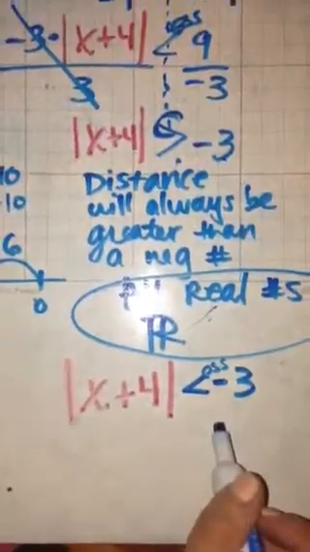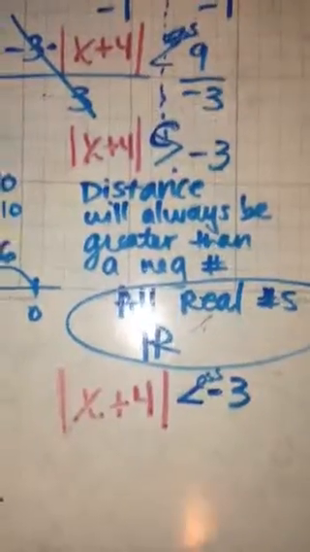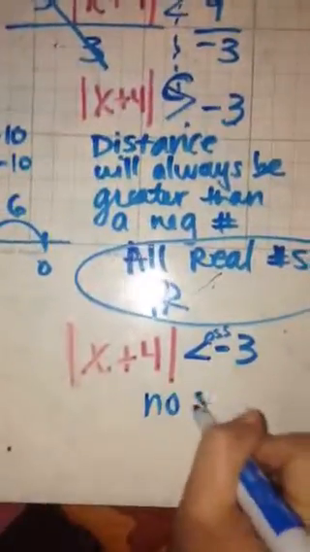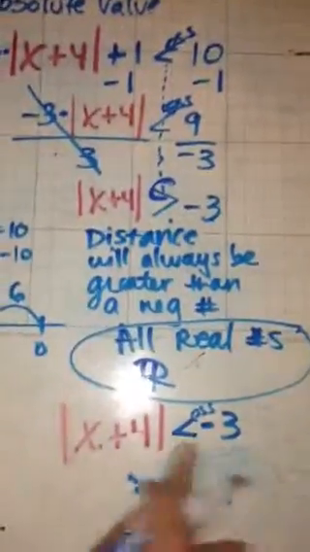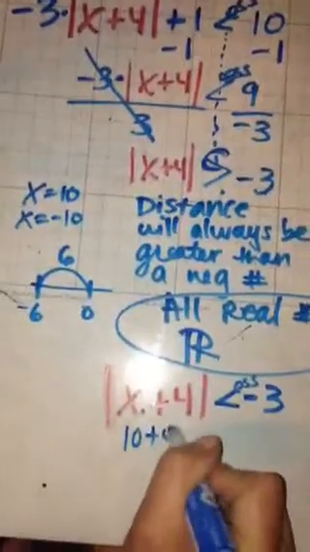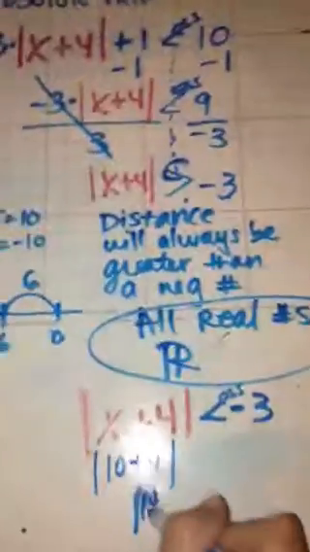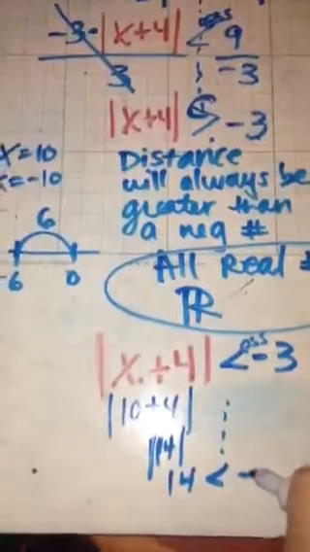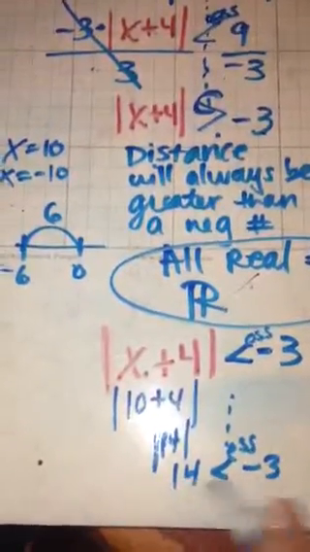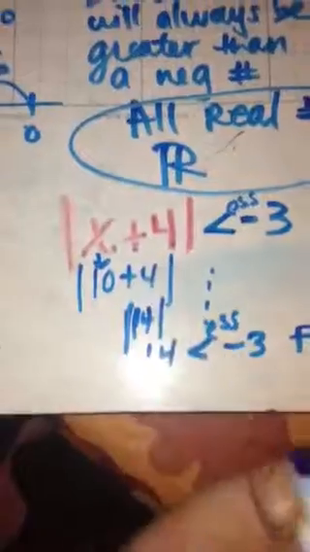That would be saying that the distance could be negative 4 or negative 5, but that's impossible. You cannot have a negative distance. So here, this is no solution. There's no number that will make this true. So if I put in, for example, 10 plus 4, the absolute value of 14 is 14. The distance from 14 to 0 is 14. 14 is not less than negative 3. That's not true. That's false. So 10 is not a solution.